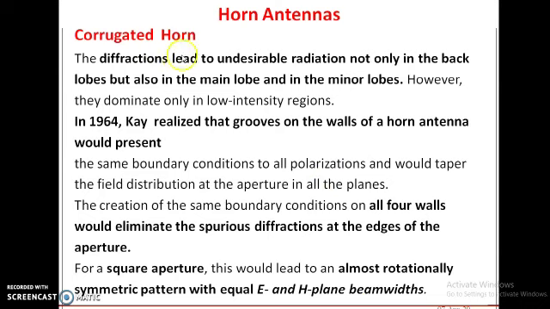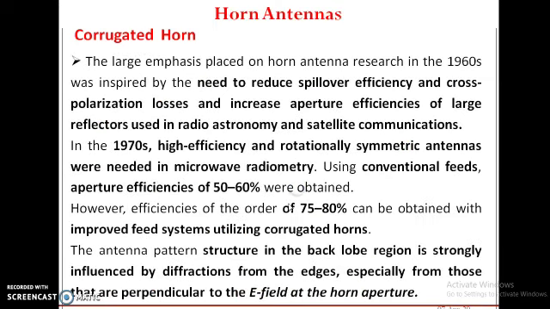And now there is the corrugated horn antenna. It was invented in 1964. The idea is that grooves are present on the walls of the horn antenna. That is, the boundary conditions of all four walls would be equalized, eliminating the spurious diffraction at the edges of the aperture. A square aperture would lead to an almost rotationally symmetric pattern with equal E and H plane beamwidth. So this reduces the spillover efficiency losses and cross polarization losses.